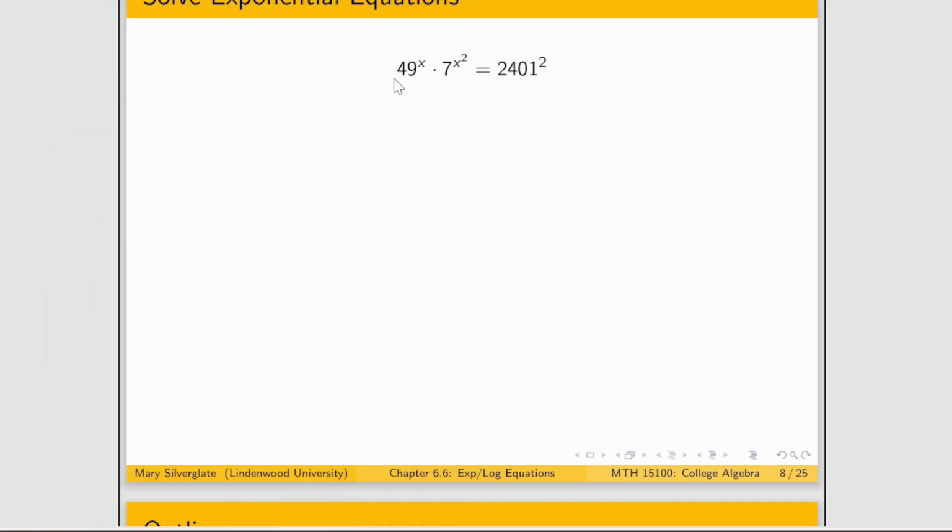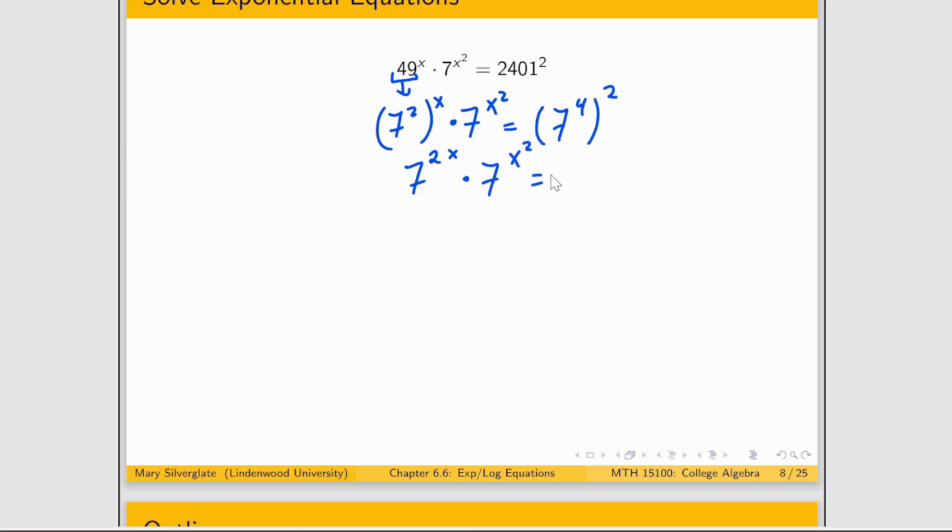So we can go ahead and rewrite these all in terms of powers of 7. 49 is the same thing as 7 squared, all being taken to the x power. The next term is already in terms of 7, so I'll keep him as is, equals, and that's 7 to the fourth, all being taken to the second power. Now I want to utilize my rules of exponents, and I just want to do one at a time. So here, when I know powers of powers, I know that becomes multiplication. So that's 7 to the 2x times 7 to the x squared is equal to 7 to the 8th.